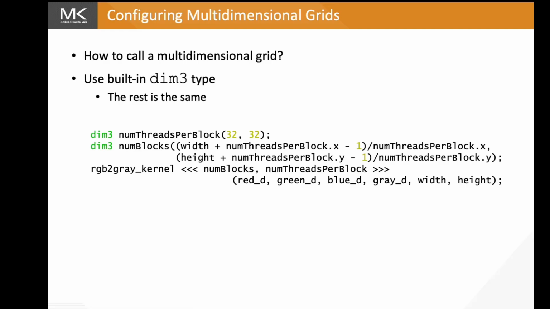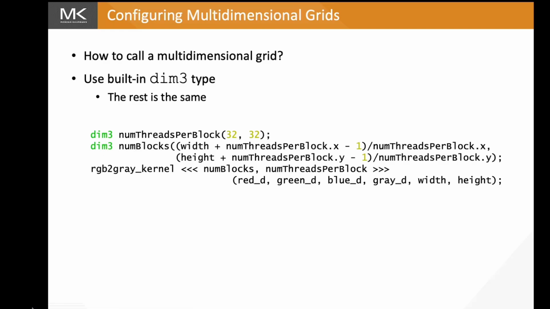So let's see how we can launch such a grid in 2 dimensions. For launching such a grid, similar to what we had in the previous 1-dimensional case, we have to define the number of threads per block and also the number of blocks. Because now we are working with more than 1 dimension, CUDA provides a built-in type called dim3, which we can use to define our multi-dimensional block and also multi-dimensional grid. So simply, you can define it like this.